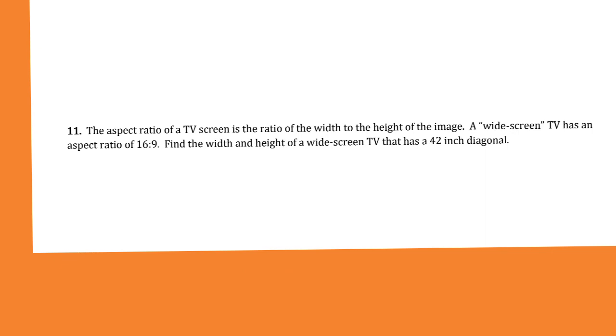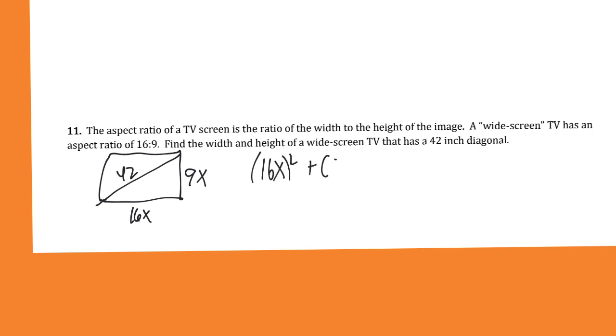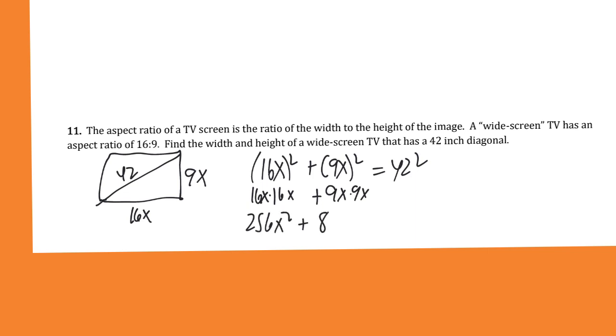Okay, if you've got a TV and the bottom is going to be 16x, this is 9x, if the hypotenuse is going to be 42. Okay, let's figure out what x is going to be. So you do 16x squared plus 9x squared is equal to 42 squared. So 16x squared means 16x times 16x. 9x squared means 9x times 9x. And so 16 times 16 is 256x squared. 9 times 9 is 81x squared.